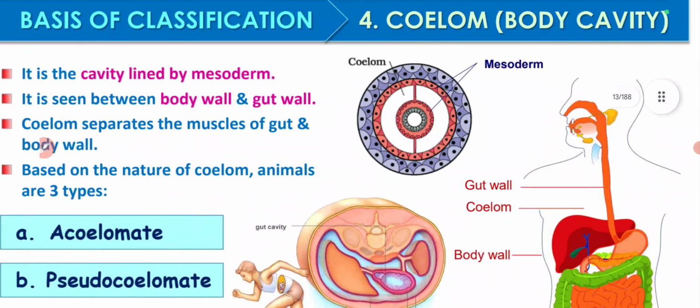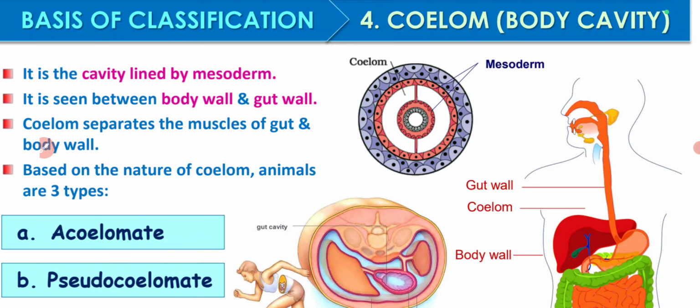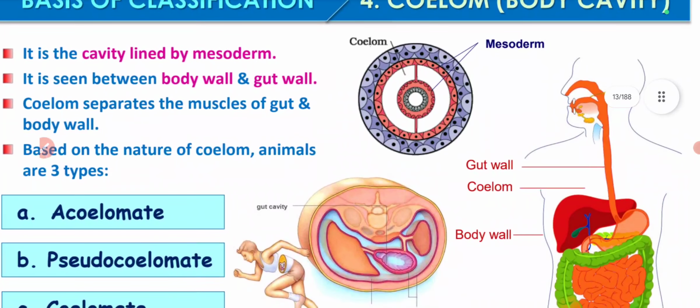Fourth is coelom. Coelom, or body cavity, is a cavity lined by mesoderm. Where is the coelom found? It is found between the body wall and the gut wall. Coelom separates the muscles of the gut and body wall.